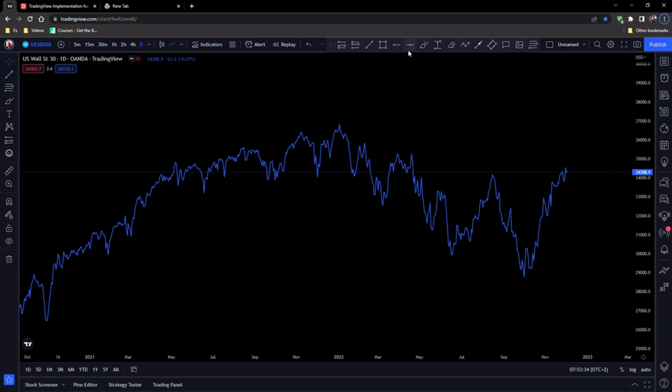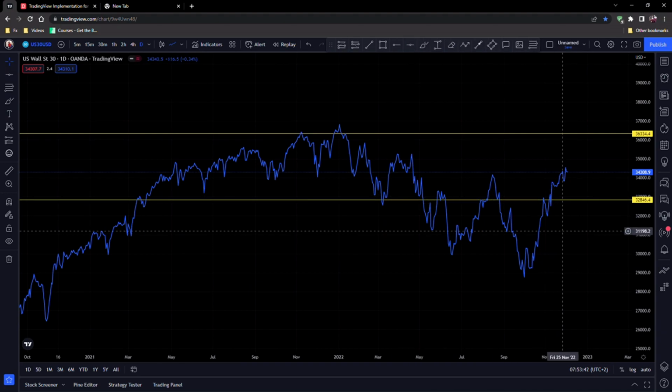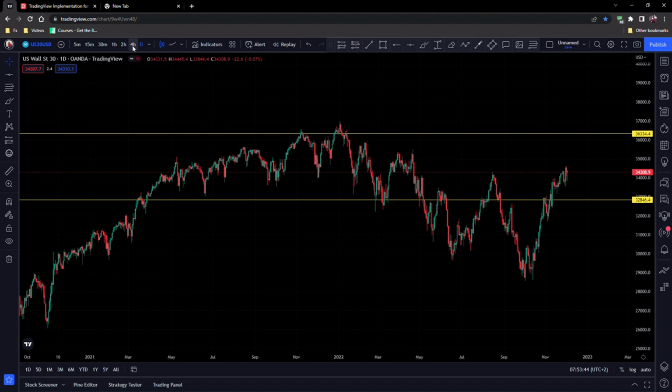Right now we are looking at US30 and we're going to plot our weekly high and our weekly low. So let's go to the candlesticks on the four-hour time frame.